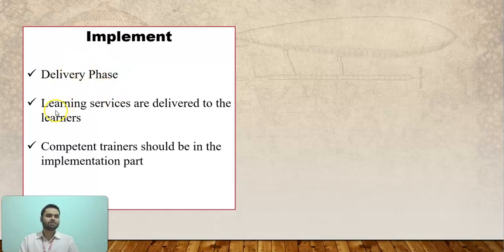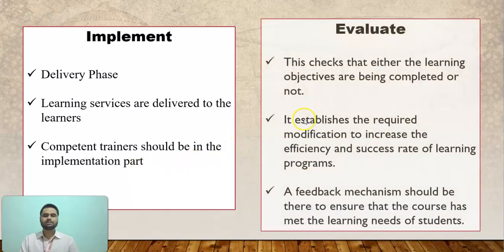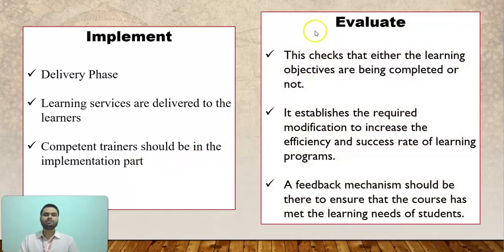Okay. So learning services are delivered to the learners. Now competent trainers should be involved in the implementation part. And the last, as we all know in every model, I think we also see that in the Assure model, the last phase is evaluation. It is a very important process in any model, as it provides a framework, a detail about how we achieve the goals or not.